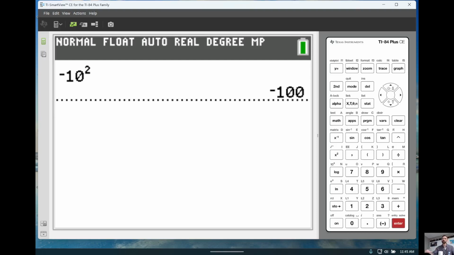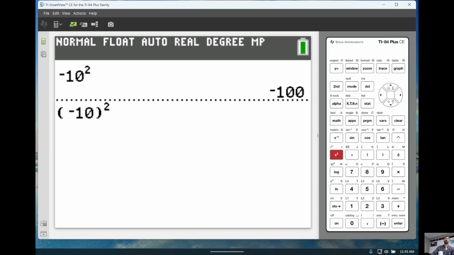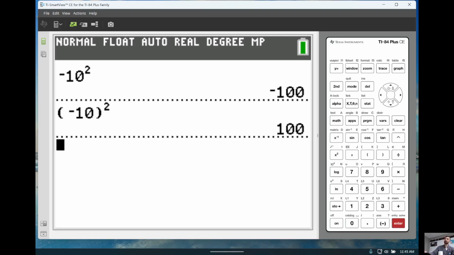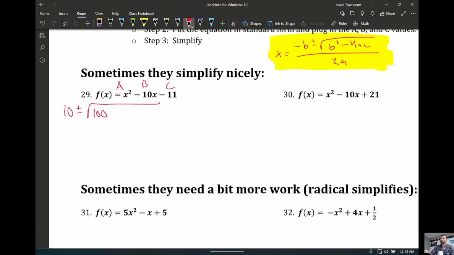Your calculator does order of operations very strictly. It does the squaring before the multiplying by negative 1. What you mean to do is this. All of B is squared. Makes a difference. So be careful with that. Okay, minus 4 times A, plug in 1 for A, times C, plug in negative 11 for C, all over 2 times 1.